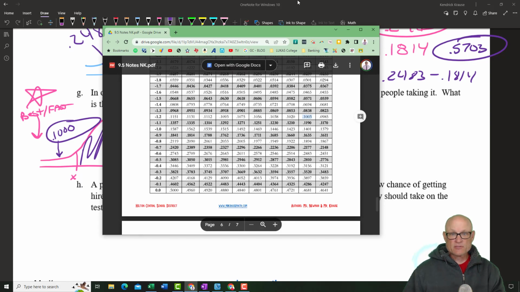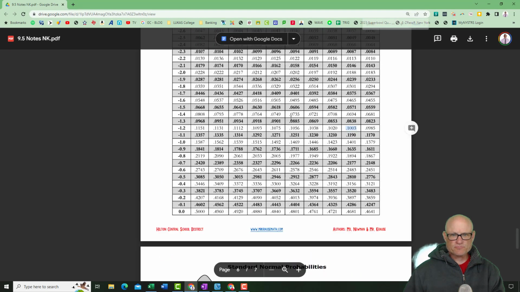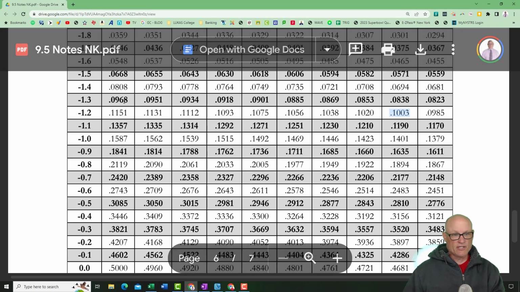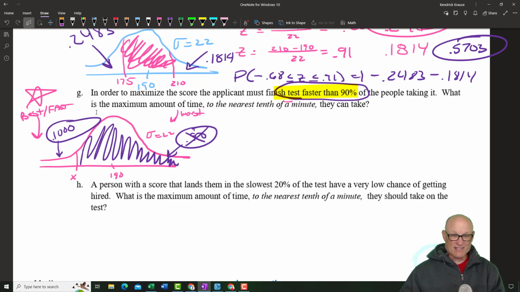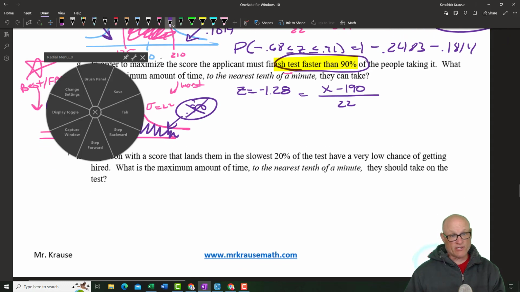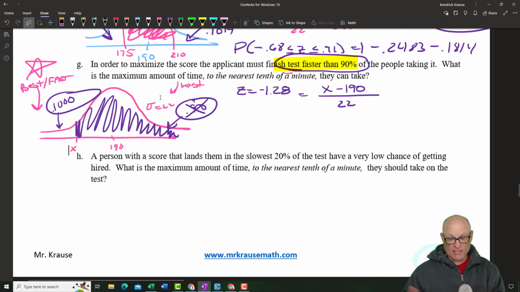And hopefully you see it. It's right here. Let me make this a little bit bigger. You can see it. So 0.1003 is here, and that's 1.28. But since we're on the left, it's a z-score of negative 1.28. So let's set that equal to x, which we don't know, minus 190 divided by 22. Again, I'm on the left because it's a race, and there will be a race question on the test. So make sure you understand that speed makes a difference.